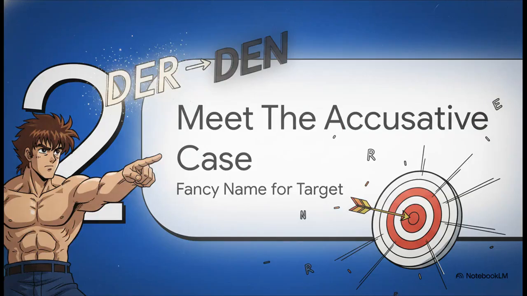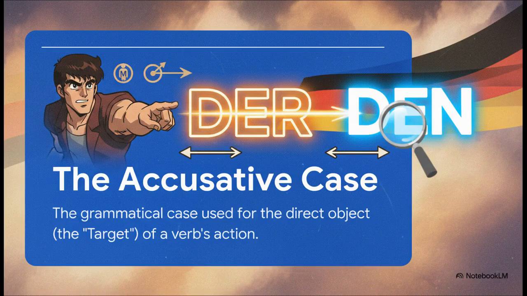Simple. Now, that simple little idea of the target actually has an official, fancy grammar name, and I bet you've heard it before. It's called the accusative case. But don't let that name scare you off. It's literally just a label for the role we've already figured out. So this is the crucial part. From now on, whenever you hear somebody say accusative case, I want you to just think, that's the target. That's the thing getting the action done to it. It really is that simple. It's just the noun that the verb is happening to.